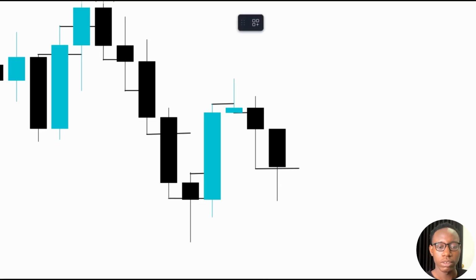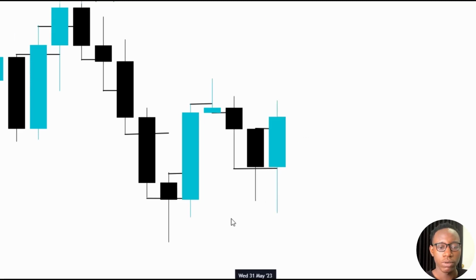So our next draw on liquidity will be this high or another move to the upside. And look at what's happened. You have the price taking both the previous day low and previous day high, and we have a close above the previous day high. So our easy draw on liquidity will be this high or another move to the upside.